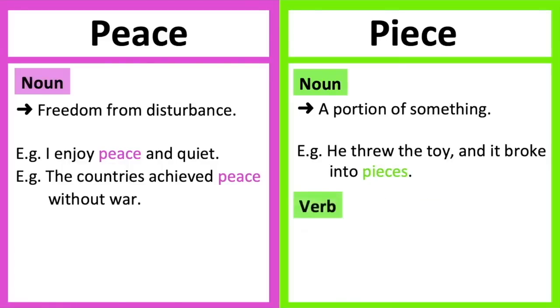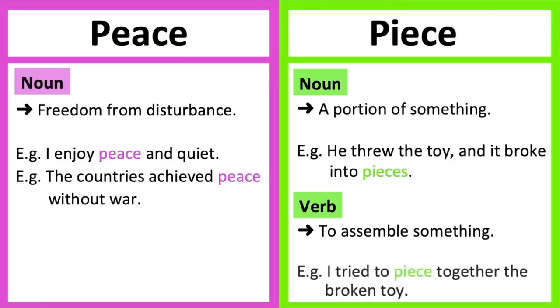As a verb, it refers to the action of assembling something. So it means to put something together from its different pieces. For example, I tried to piece together the broken toy. So here I'm saying that I tried to fix the toy by putting together the broken pieces.